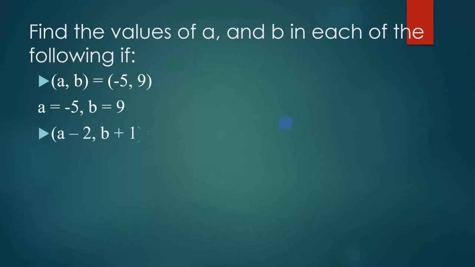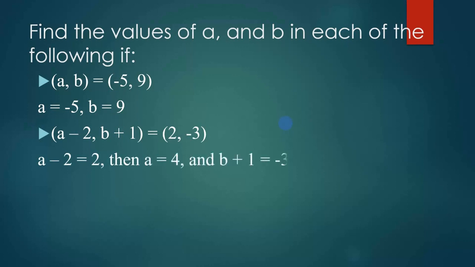Number 2: (A minus 2, B plus 1) equals (2, -3). A minus 2 equals 2, first equals first. That means that A equals 4. And B plus 1 equals -3, second equals second, and that means that B equals -4. So A equals 4 and B equals -4.